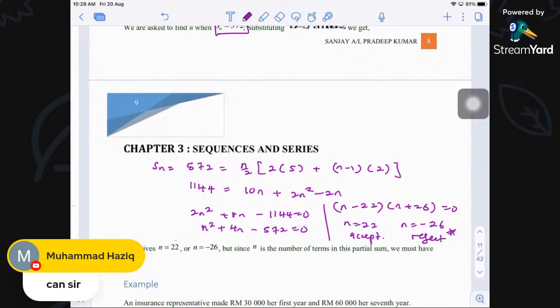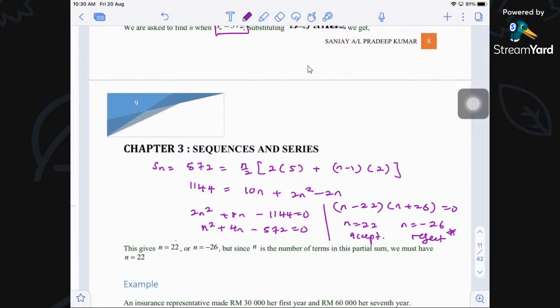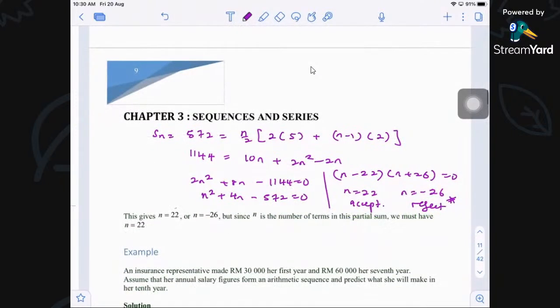Term cannot be negative, that's right. N is a positive integer, that's right. It cannot be a term. And because it's a term, it cannot be negative. I hope that is clear. Because it is a term, that's right. Number of seats can't be negative. That's right, agree with you also.